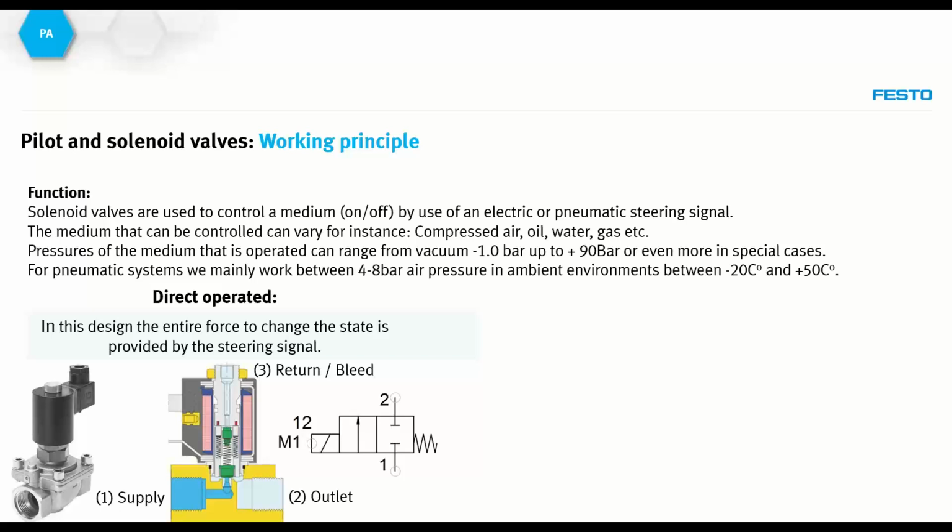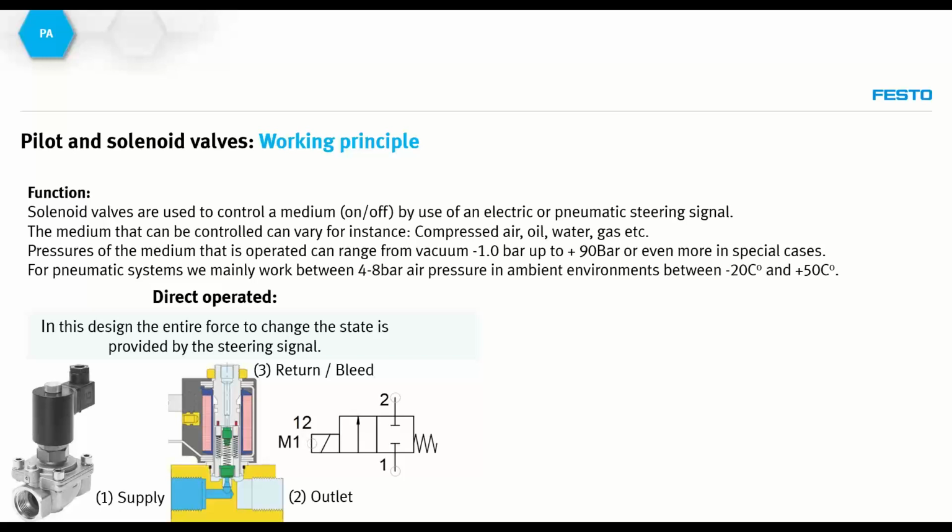So first, the design we have within solenoids is the so-called direct operated valve. In this design, the entire force to open and close the valve seat, which in this case is the little small green piece in the water line, is operated and controlled by a magnetic coil, which is the gray to reddish part on your screen. By applying an electrical force on a magnetic coil, which is generating a current, the small plunger moves upwards. This means that the water flow from port number 1, which is the supply, will open to the outlet port.